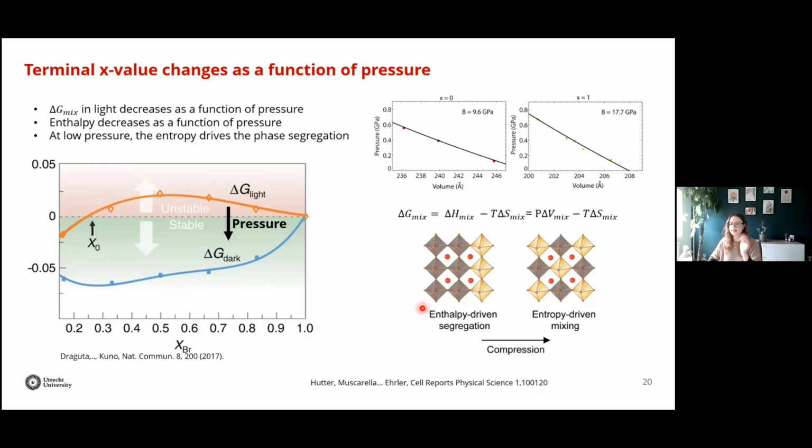And if this goes down, of course, the delta G mix also goes down, because it becomes more negative. So we think that at ambient pressure, the phase segregation is driven by the enthalpy term, which is very high. But then when you compress, the entropy drives the phase segregation, because then this term is more negative, and therefore the delta G is more negative.